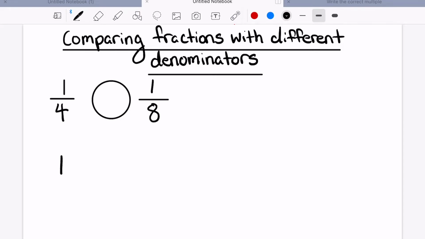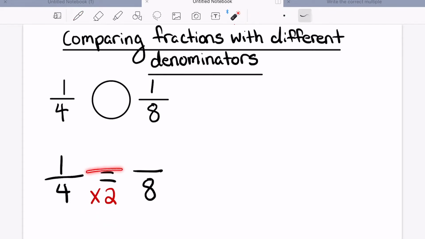So, 1/4. We learned how to convert fractions before. And we're going to turn it into something over 8. So, 4 times what equals 8? 4 times 2, right? So, whatever we do to the bottom, we have to do to the top. So, 1 times 2 equals 2.